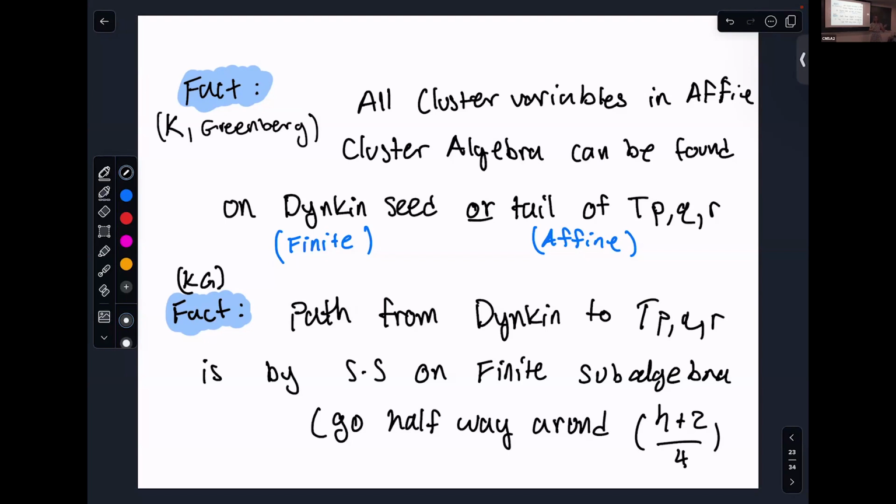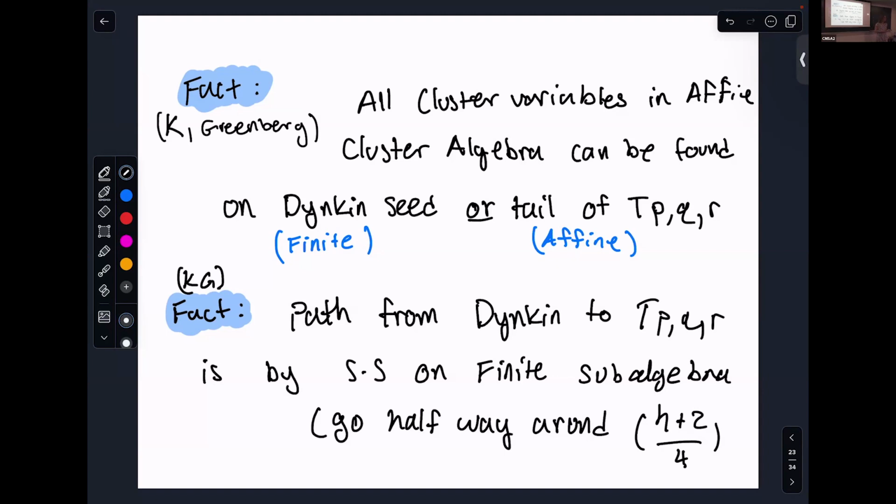Every cluster variable is either in a seed that looks like a Dynkin diagram or in a seed that looks like a TPQR, where it is on the tail. And there is an explicit mutation sequence that produces all of them. But it's a little bit more complicated than just doing mutations on the tails.